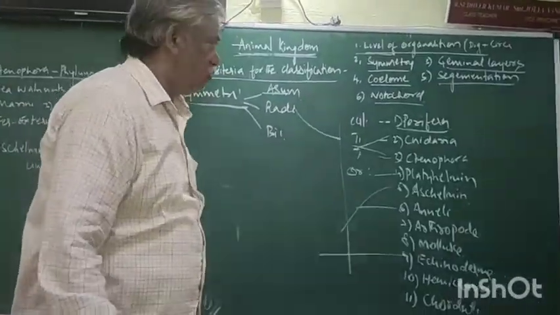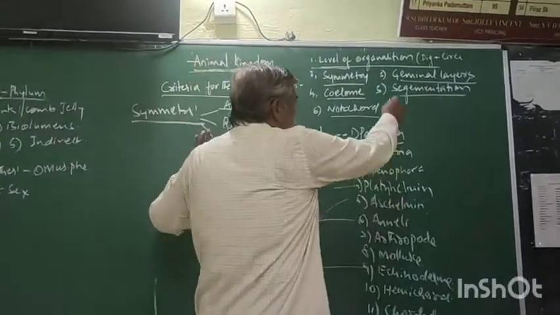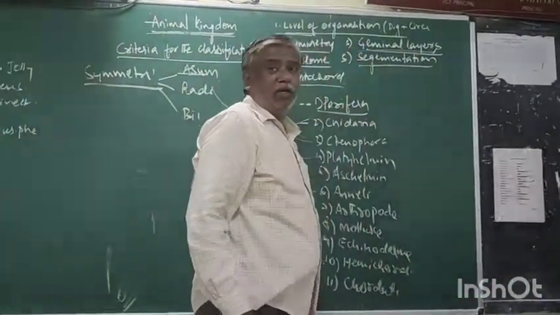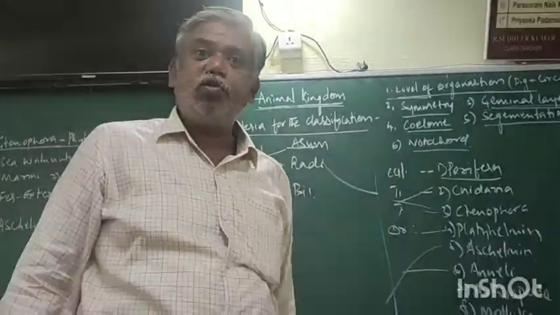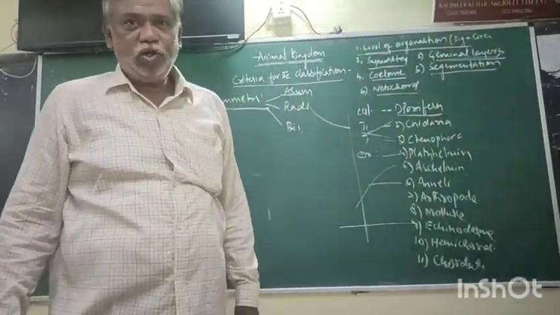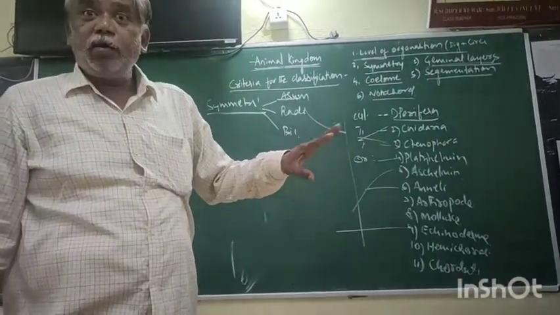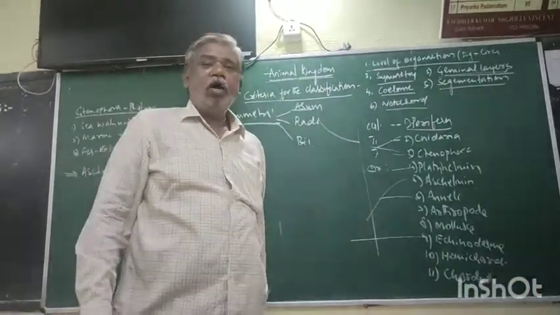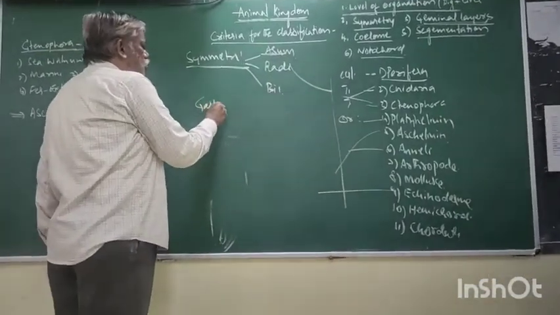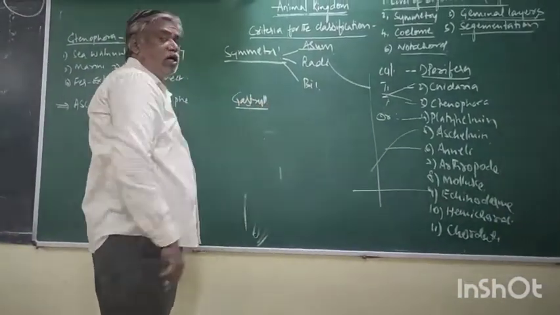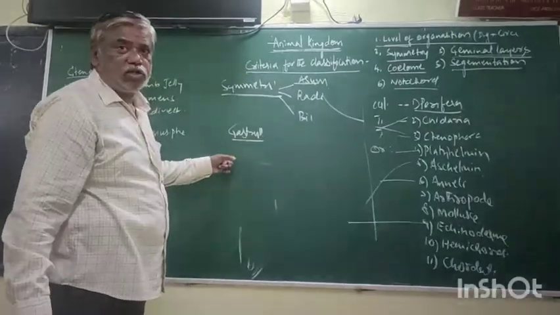Now come to the next one, germinal layers. When you are in the mother's womb, your life starts with the zygote, morula, blastula, gastrula. These are the three primary embryonic stages. Now, gastrula, this is the embryonic stage.